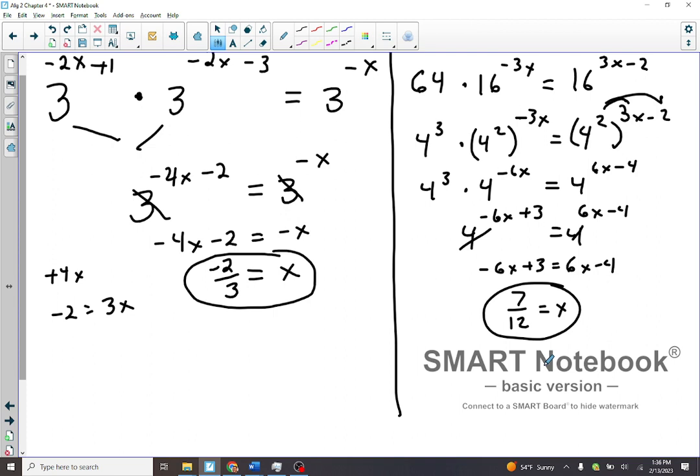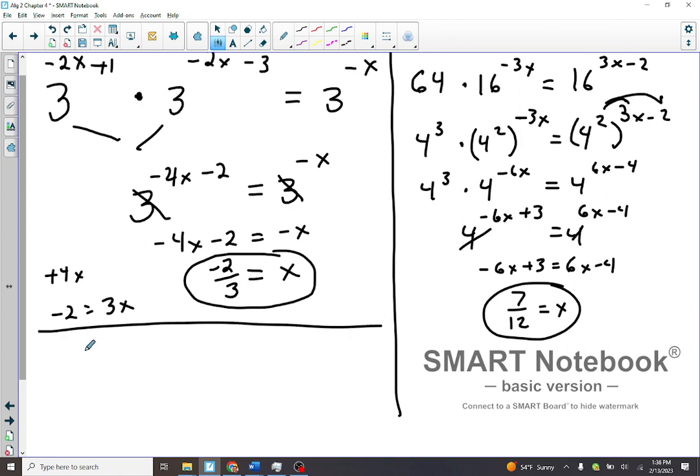This one will be exponential equations. And then one more before I go on to logs. I'll just put it right here.